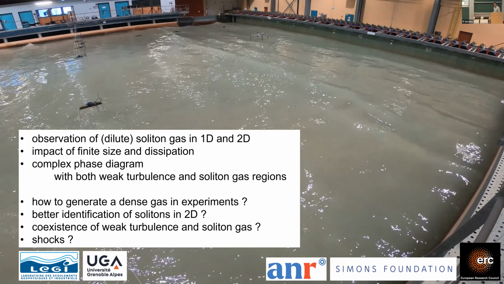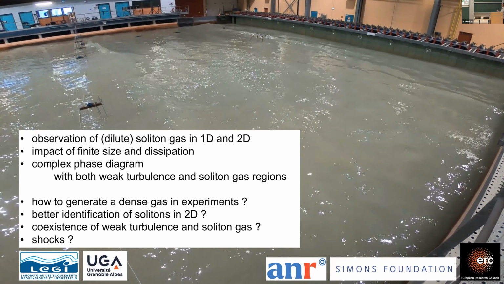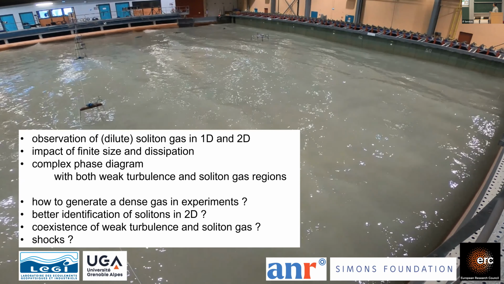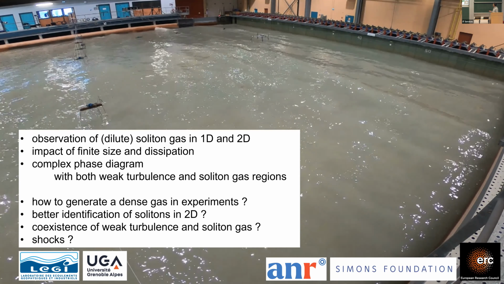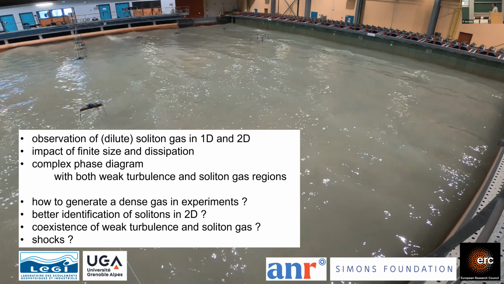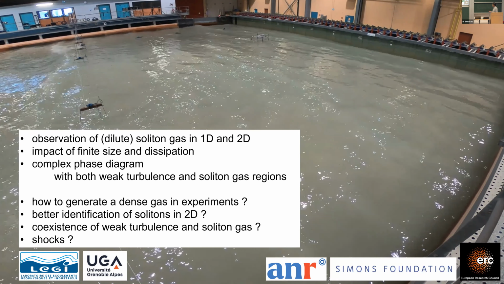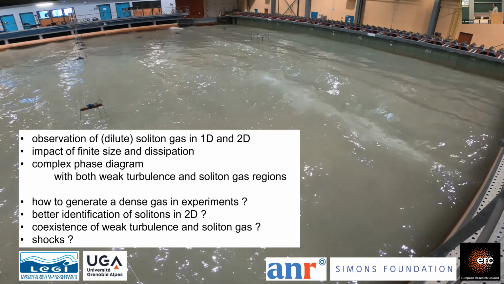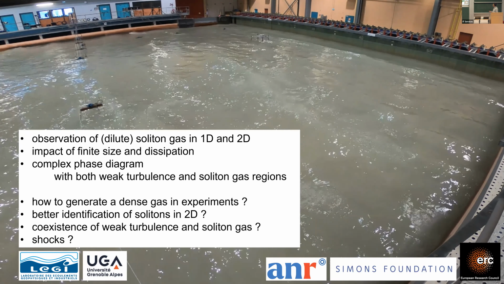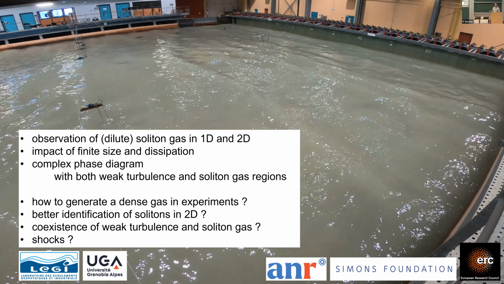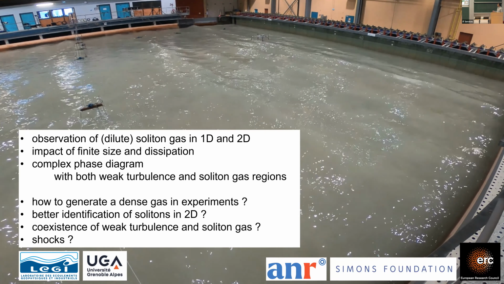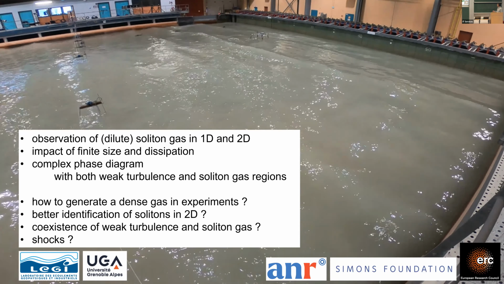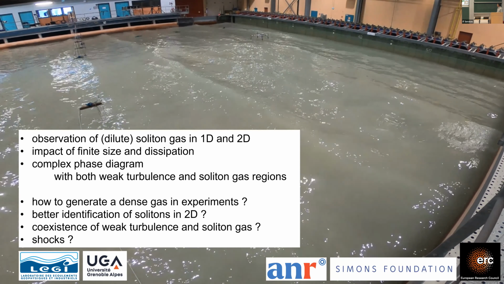Okay, so in conclusion, we could observe some kind of relatively dilute soliton gas in 1D and 2D, with some specificity in 2D due to the finite size of the basin and to dissipation, which we cannot really avoid. The consequence of these real life effects is a more complex phase diagram than we would expect just from the equations. And the nice thing is that we could observe both weak turbulence and soliton gas in different regions of the complex plane.